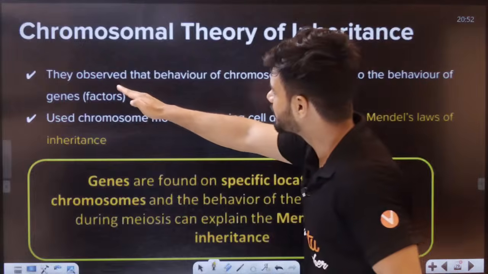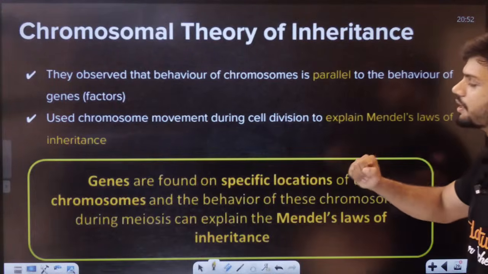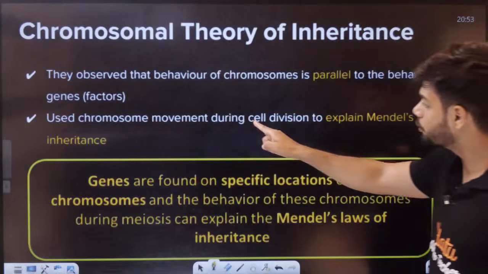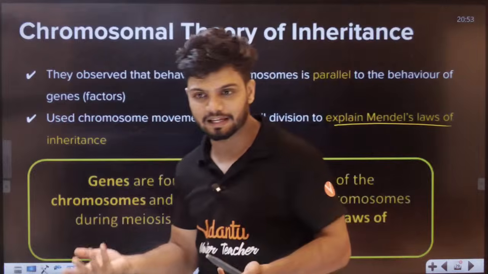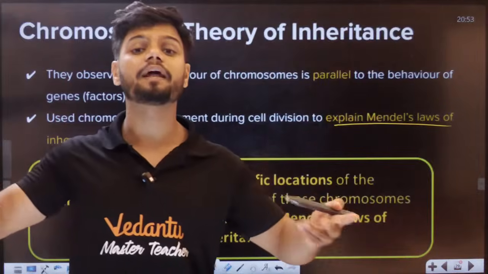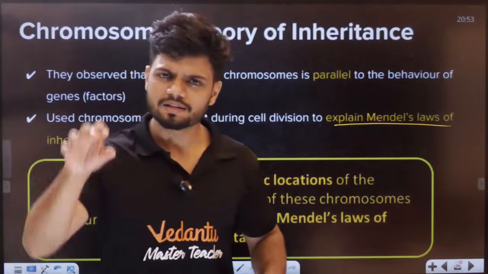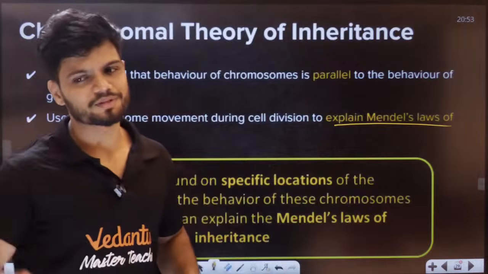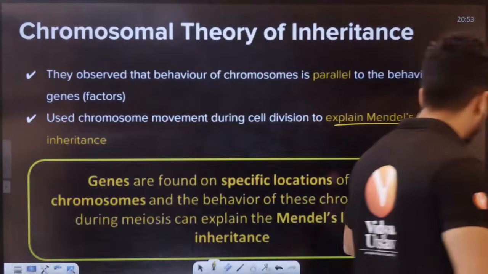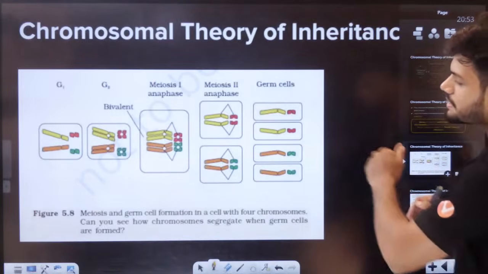They observed that the behavior of a chromosome is parallel to the behavior of a gene. They used chromosome movement during cell division to explain Mendel's law of inheritance. So basically, Mendel's law of inheritance was explained very well using chromosomes. Why? Because genes are present on the chromosome. Students, how many of you are understanding? Raise your hands. How many of you are understanding the simple concept of chromosomal theory of inheritance? This is what is given in your NCERT.